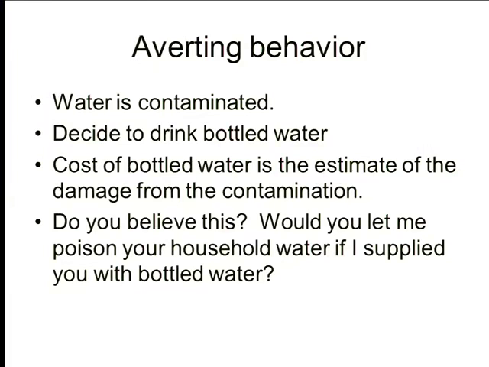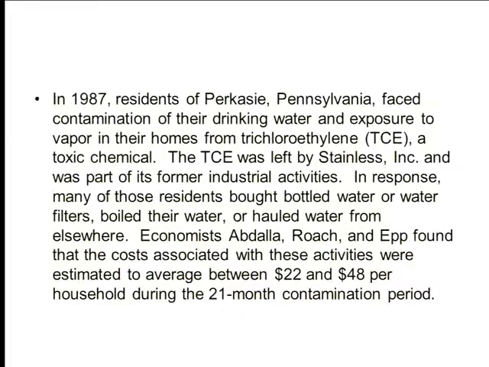So one of the ways I could value something was by looking at what you did to get away from it, to avert it. The example I know is a water supply that was poisoned. This is again from the text. So Perkasie, Pennsylvania, had a water supply contaminated by an old industrial plant, TCE. And so what did they do? They went out and bought bottled water. It was not a surprise. Or they trucked their water in from somewhere else, or they did whatever. That would get rid of the TCE. And then a bunch of economists went out and found out what the averting behavior cost.